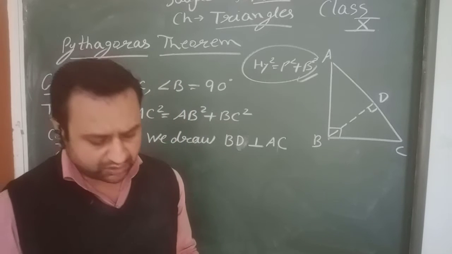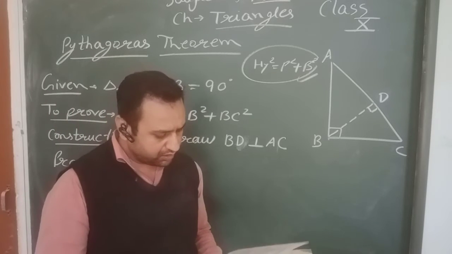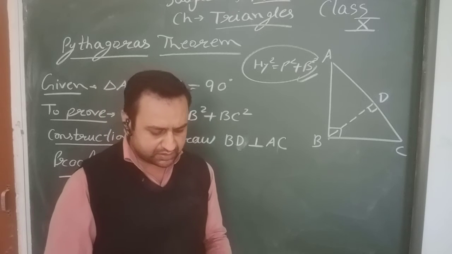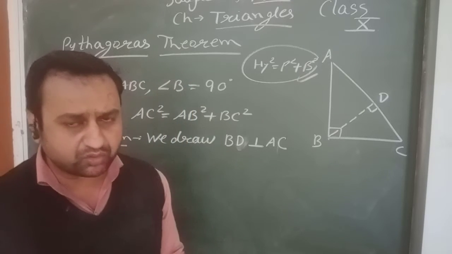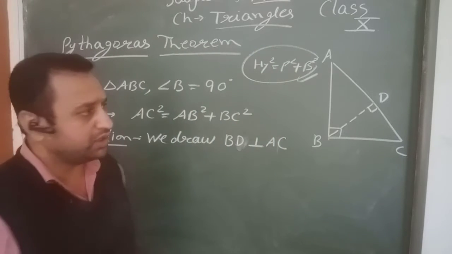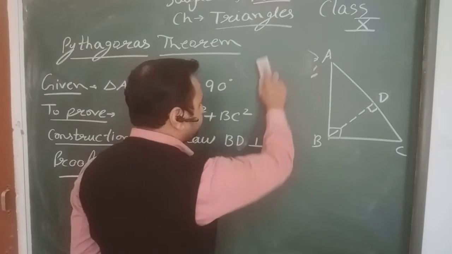What is the statement of the theorem? In a right angle triangle, the square of the hypotenuse is equal to the sum of the squares of the other two sides. यानी कि hypotenuse का square is equal to sum of the square of other two sides.